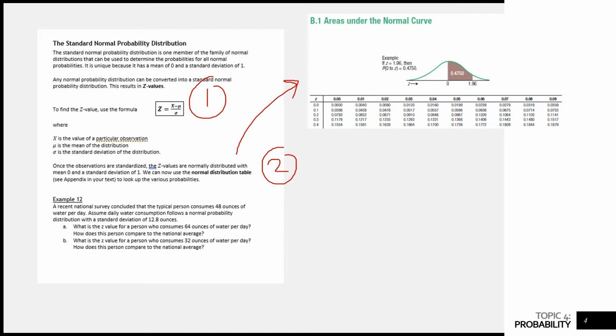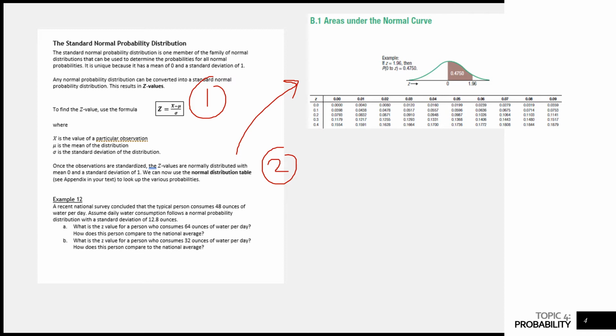It says here, a recent national survey concluded that the typical person consumes 48 ounces of water every day. Now, assume daily water consumption follows a normal distribution with a standard deviation of 12.8 ounces. A, what is the Z value for a person who consumes 64 ounces of water every day? How does this person compare to the national average? And B, what is the Z value for a person who consumes 32 ounces of water? And how does this person compare?